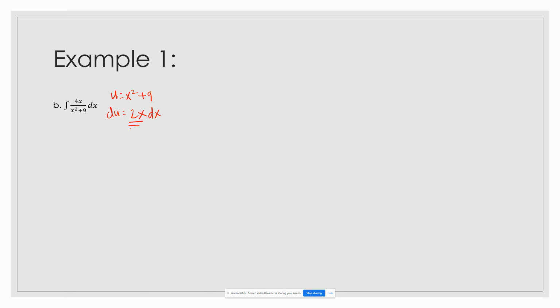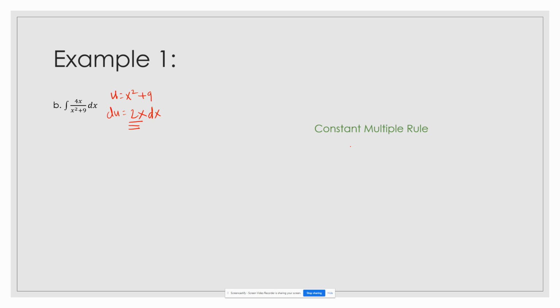Which means that if I could make sure that I had a 2x in here somewhere, I could use u substitution. Well, I have a 4x. Let's pull a 2 out of that 4x. And so this would look like 2 times the integral of 2x over x squared plus 9 dx. And again, that's our constant multiple rule. I think that this is going to get covered up, so I'm going to erase it for just a moment and it'll pop back up. Don't worry, but I just wanted to show you where I was getting these things from.